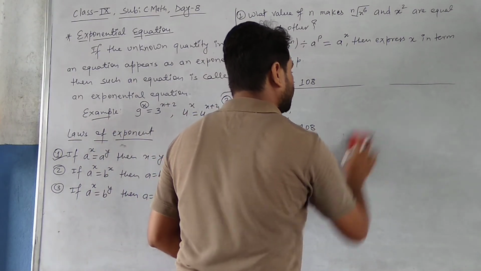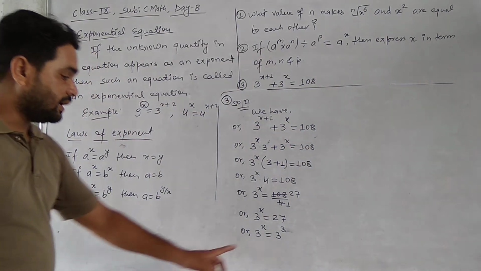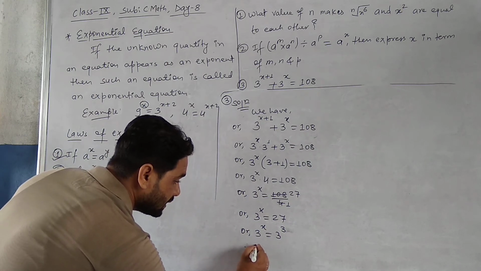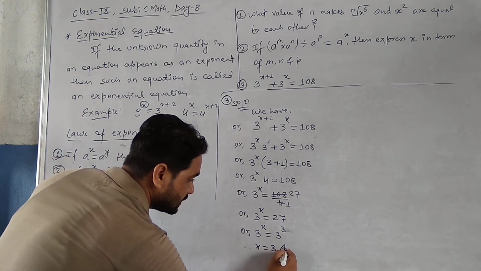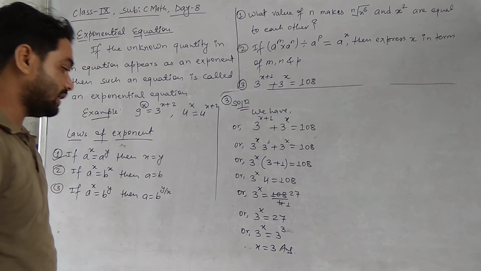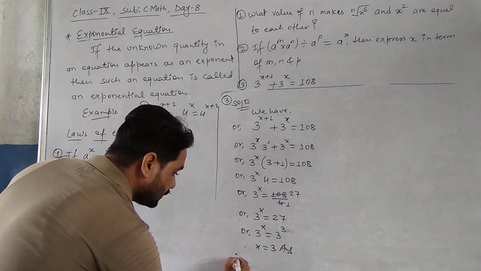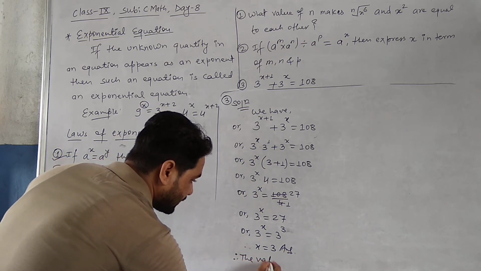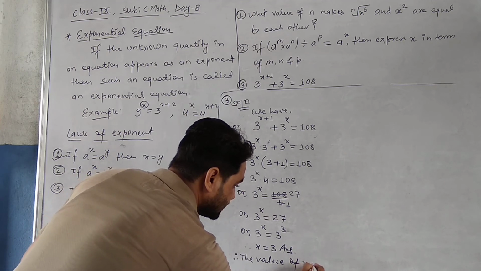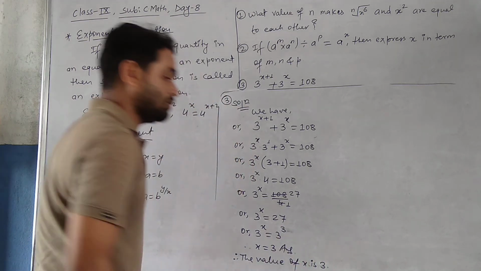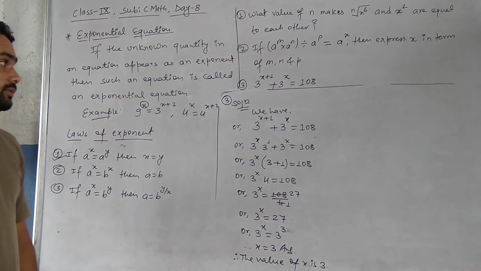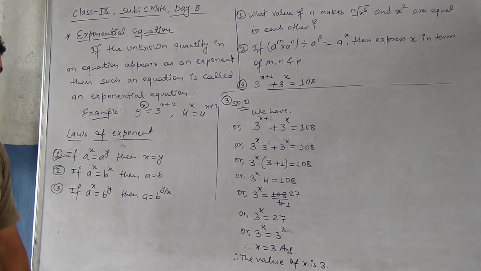And if the base is the same, then we can equate the powers. Therefore, x equals 3. This is our answer. And lastly, we have to write: therefore, the value of x is 3. This type of question is asked for 2 marks from the exam point of view.